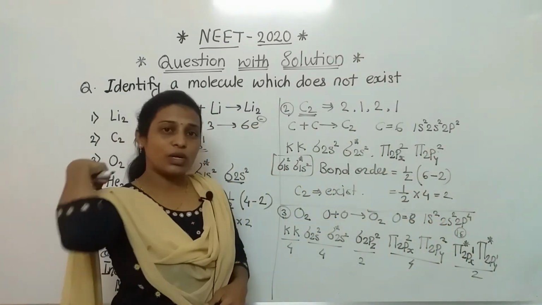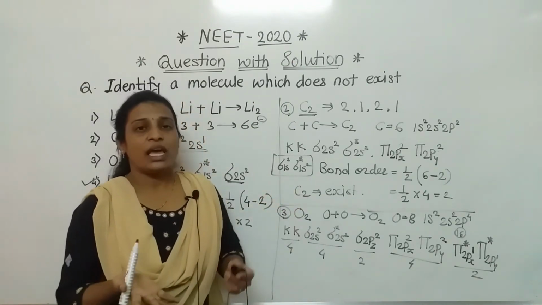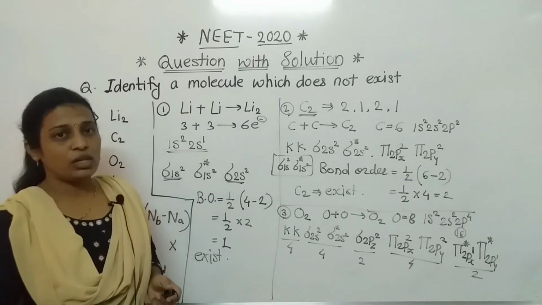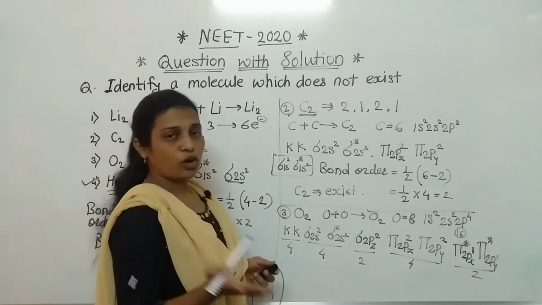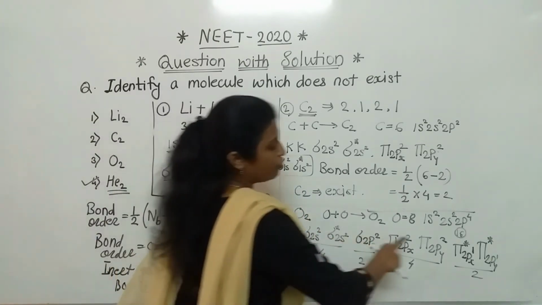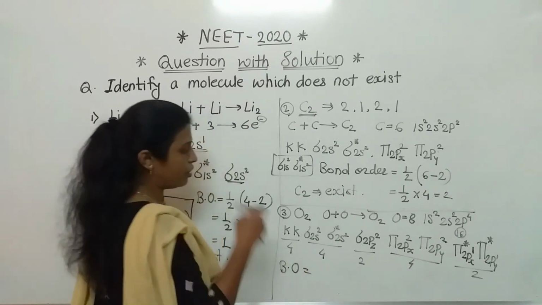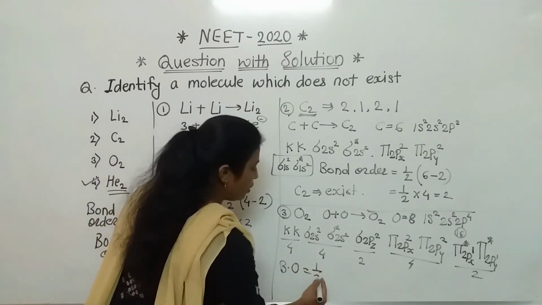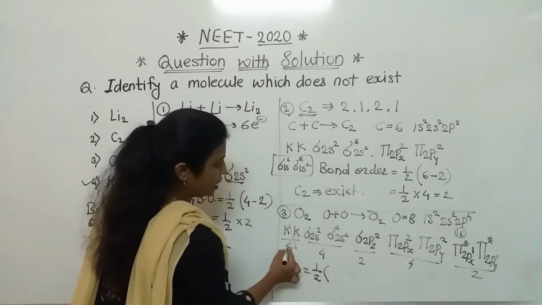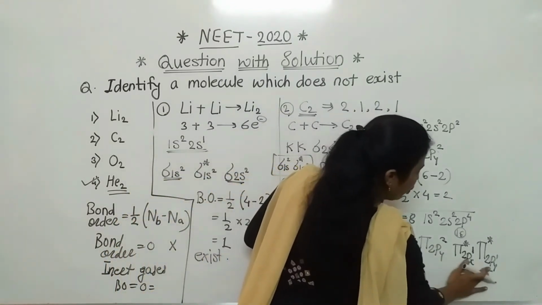Why have I filled only 1 electron? Because both have the same energy. And as we know our Hund's rule, according to Hund's rule and Pauli's exclusion principle, we have filled these electrons. So if we consider the bond order, that we are not going to consider yet. Now see here, we have calculated for the electronic configuration purpose.